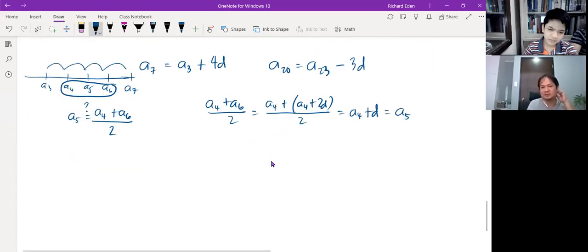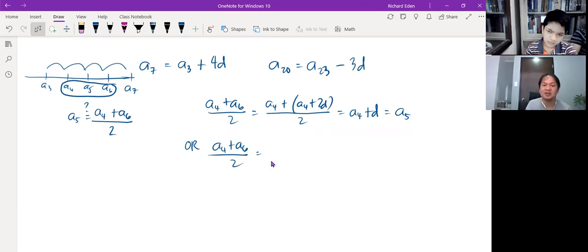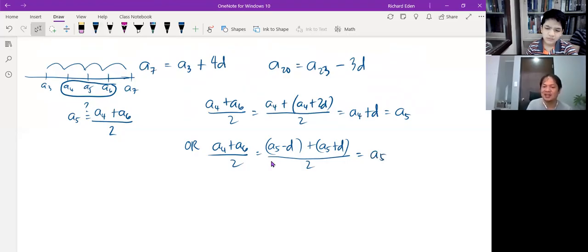But also, okay, a5 is in the middle. So a4 is a5 minus d. a6 is a5 plus d. All right. So when you simplify this, you end up with the same thing, a5.